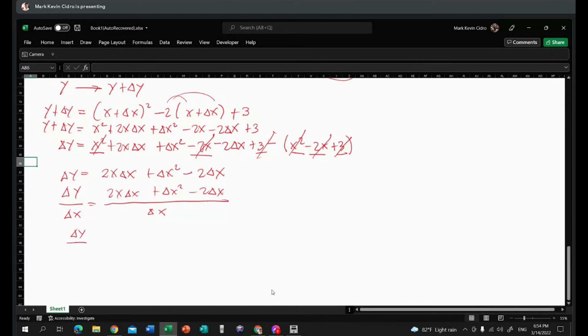Then you will have delta y over delta x. This is equal to, the delta x cancels out, so you'll be left with 2x. And here, one delta x cancels out, and you'll be left with delta x. Minus, one delta x cancels out, and you will be left with 2. Okay?